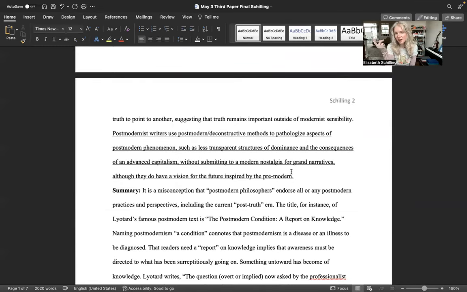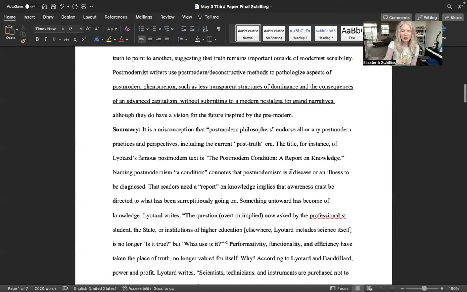So again, that's responding to the prompt in my introduction, because I'm saying that it's not post-truth. It's still endorsing a particular type of truth. It's just an alternative truth to what's out there, suggesting that truth remains important outside of modernist sensibility. Postmodernist writers use postmodern deconstructive methods to pathologize aspects of modern, and I already read my thesis.